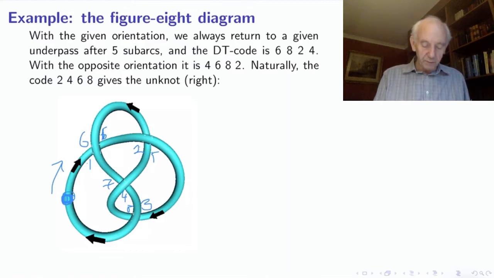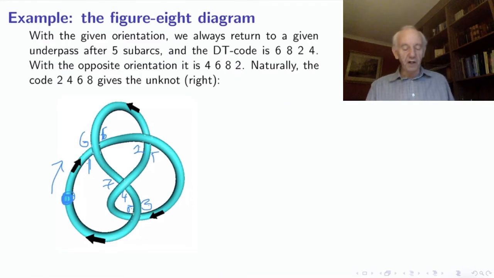1, 2, 3, 4, 5. Going round this way, 6. Continuing this way, 7, 8. And going round, oh, of course, I was going to put a 9, but I've got back to where I started because there are only 4 crossings. That's what I was doing wrong. So that's fine. That's correct.